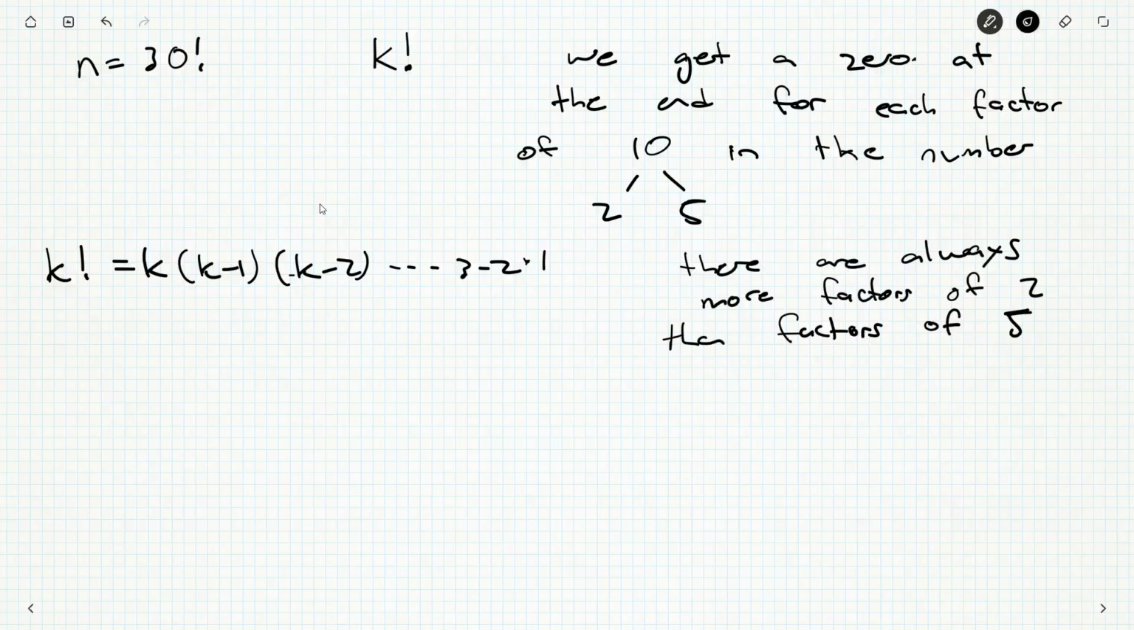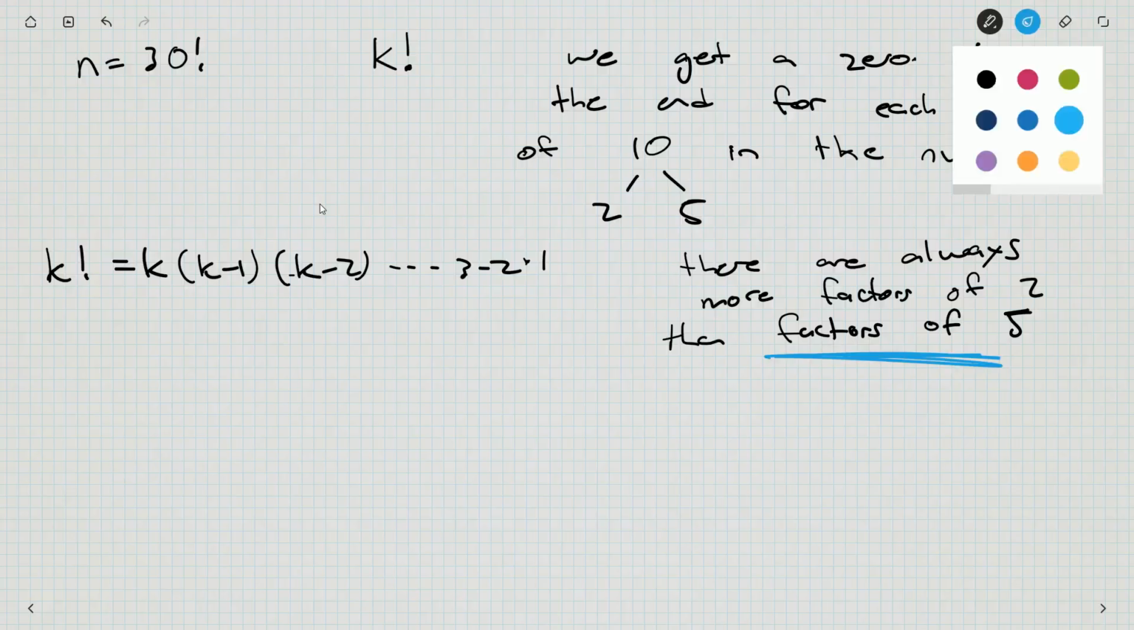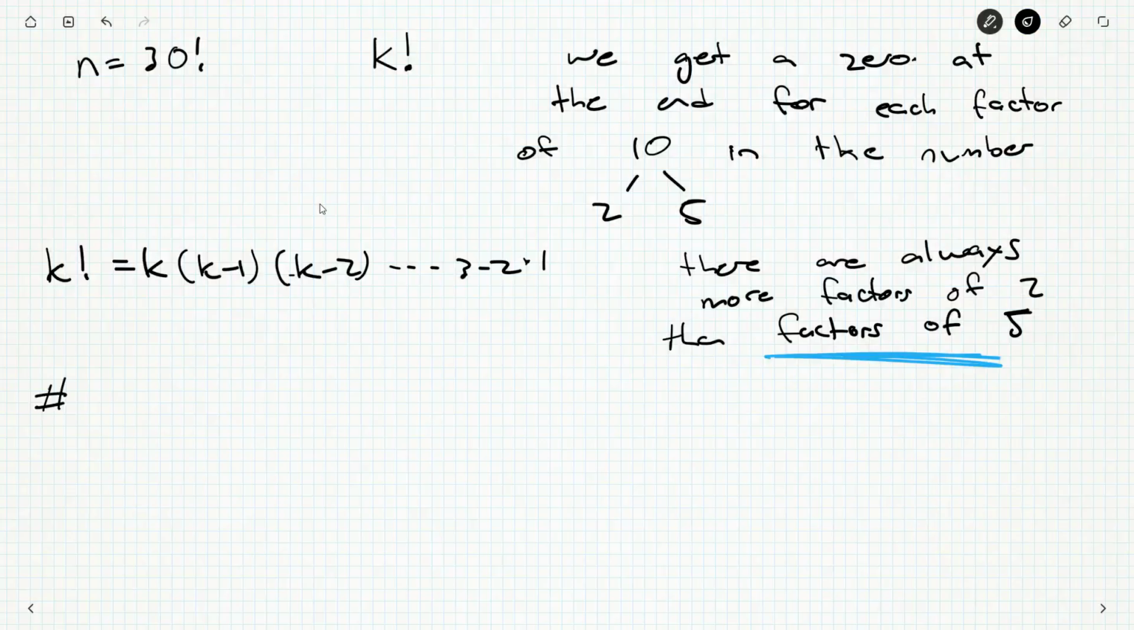So what really matters? The factors of 5. However many factors of 5 you have, there's going to be more than enough 2's around to pair up every 5 with a 2 and get a factor of 10. So my conclusion is number of zeros at the end equals the number of factors of 5.